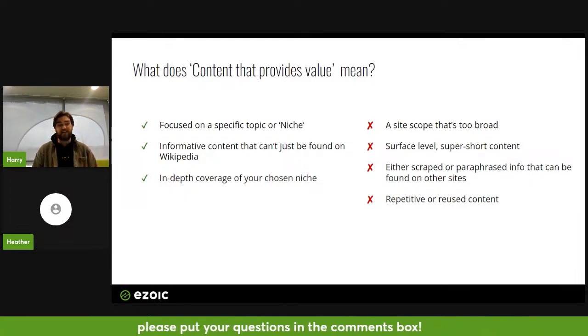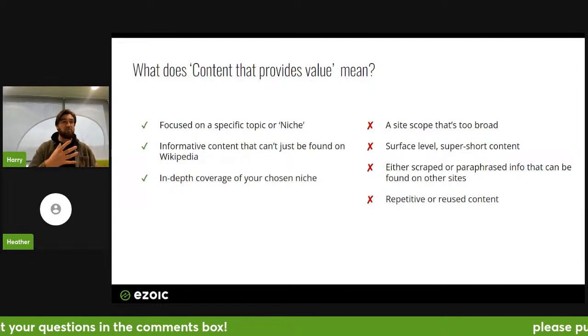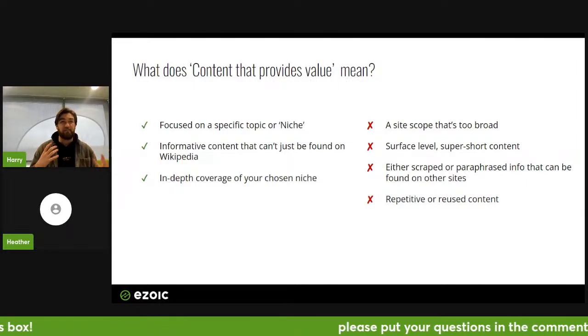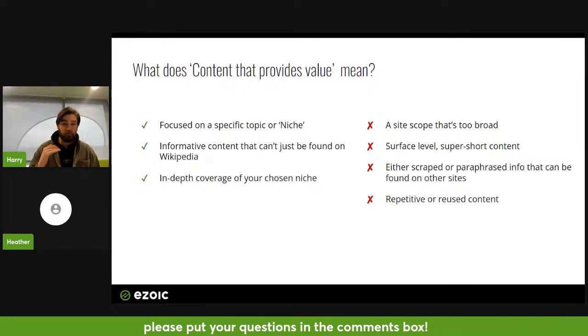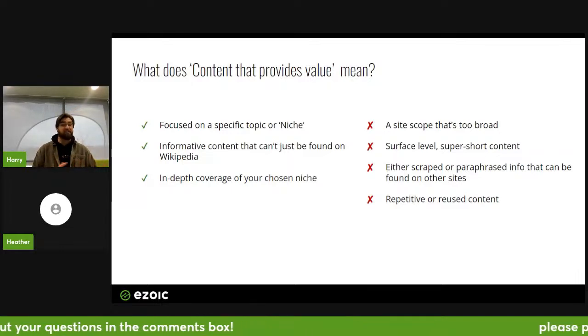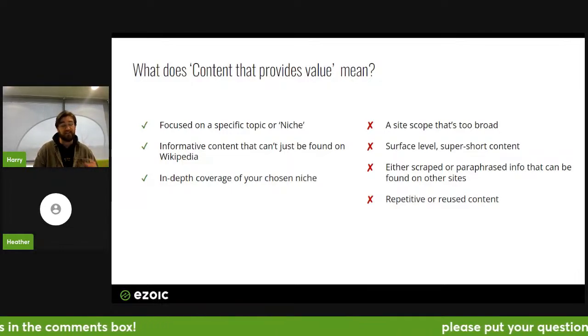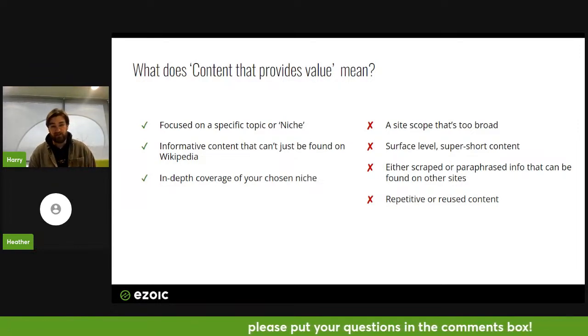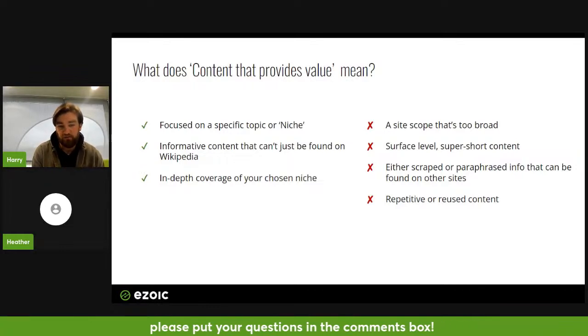Another red flag is surface level, really short content that's just providing 50 words in a post about something that doesn't really go into any detail. Google won't approve sites that are either scraped or paraphrased info that can be found on other sites. They tend to be considered low value. And then also repetitive or reused content.